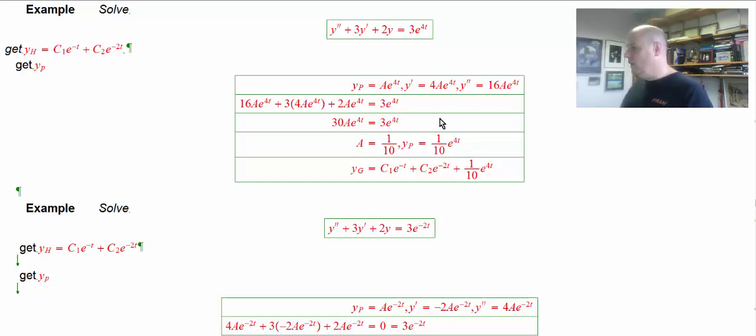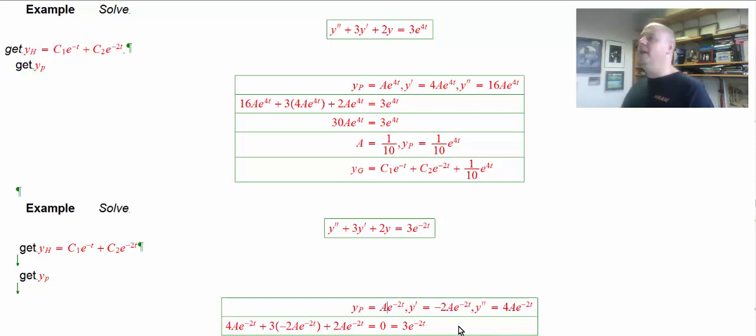What happened? It worked so well in the first example. Well, what happened was minus 2 was an eigenvalue. So no surprise that when I subbed e to the minus 2t in, with minus 2 being an eigenvalue, and subbed a multiple of it into the left-hand side, into the homogeneous part of the equation, 0 popped out. That's how we get the eigenvalues in the first place. So this is, long story short, not a good guess. So I need to guess something else.